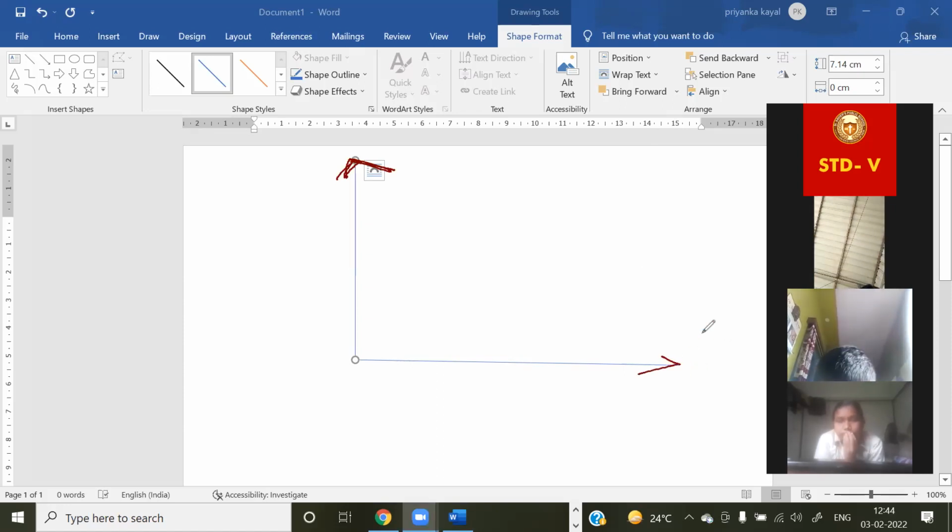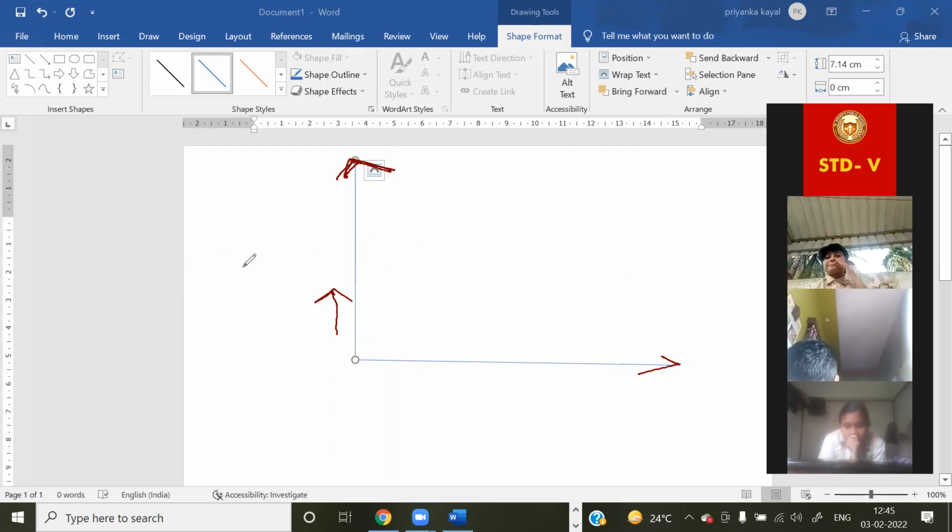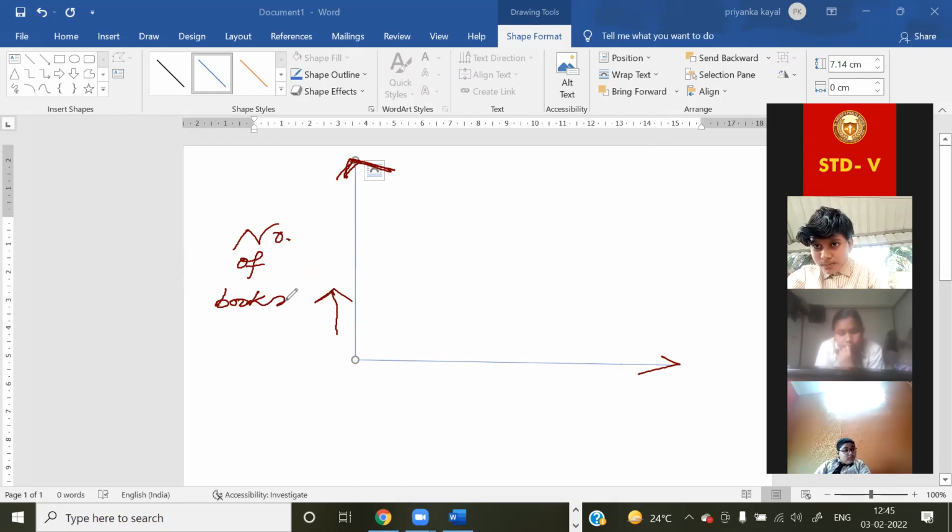Now look at this. In a bar graph, we have to mention the books and the numbers. Along the vertical axis, we can choose the numbers, suppose number of books. Ma'am, do we have to do this? No, first try to understand. And along the horizontal line, let us choose subjects. Understood?